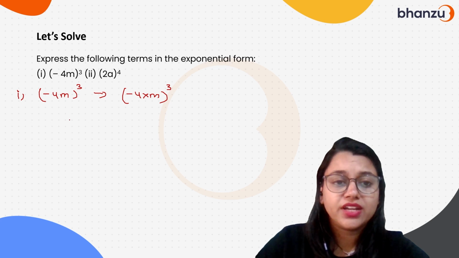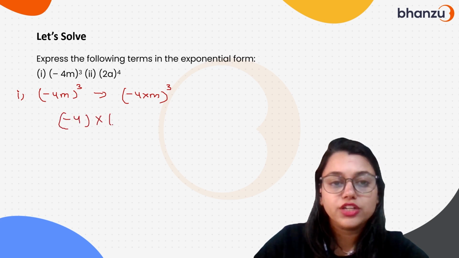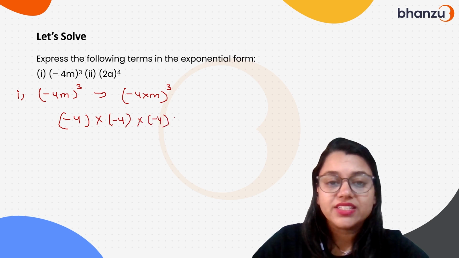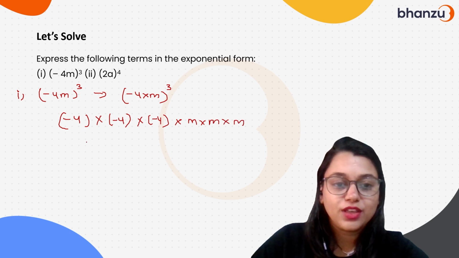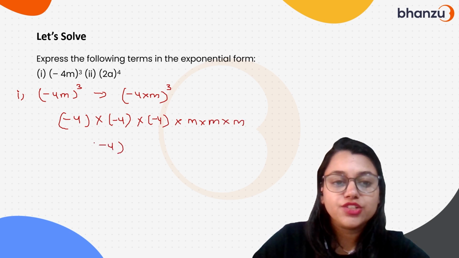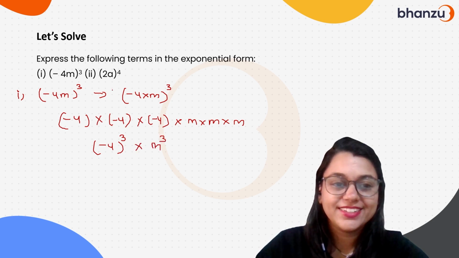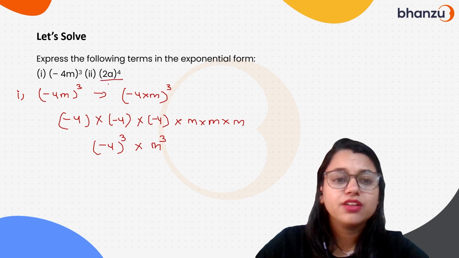Which can be further written, using the law, as minus 4 into minus 4 into minus 4, and this can be written as m into m into m. So it will be minus 4 whole raised to the power 3 into m cube. Alright. Now let us see the next part of it.